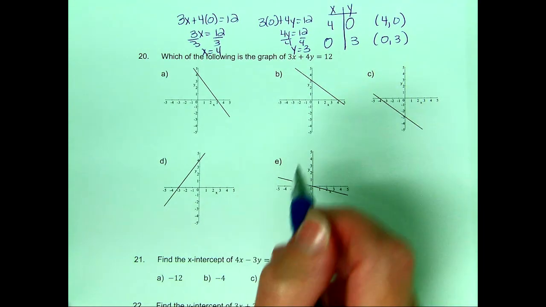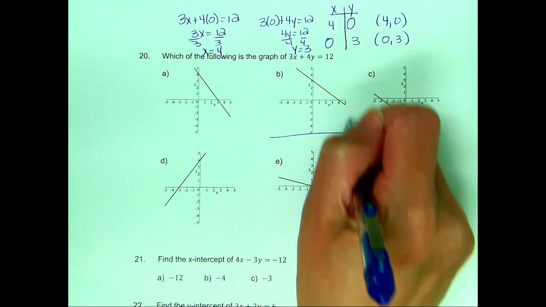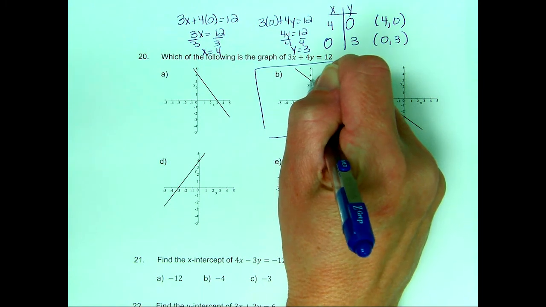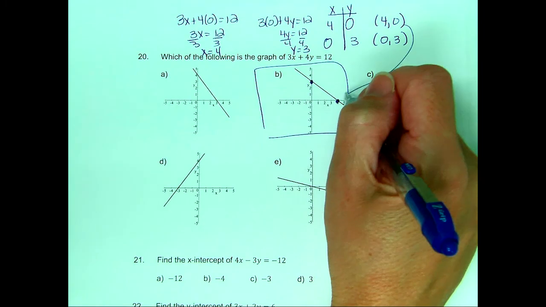For number 20, it's graph B. (4, 0) and (0, 3), the x-intercept and my y-intercept.